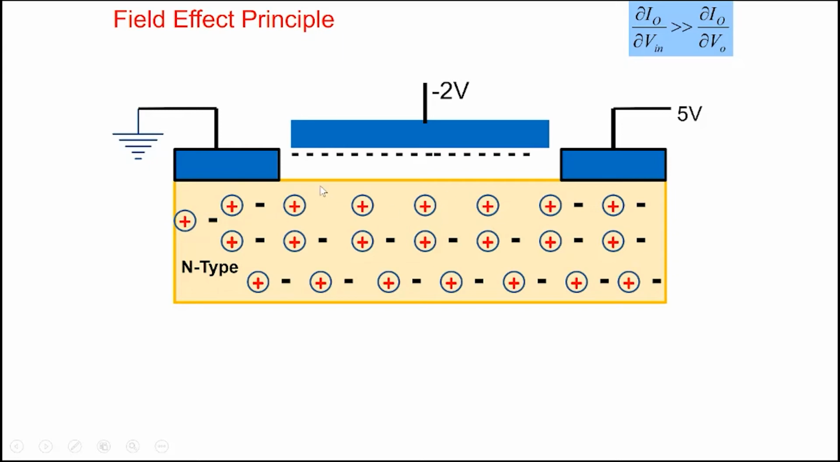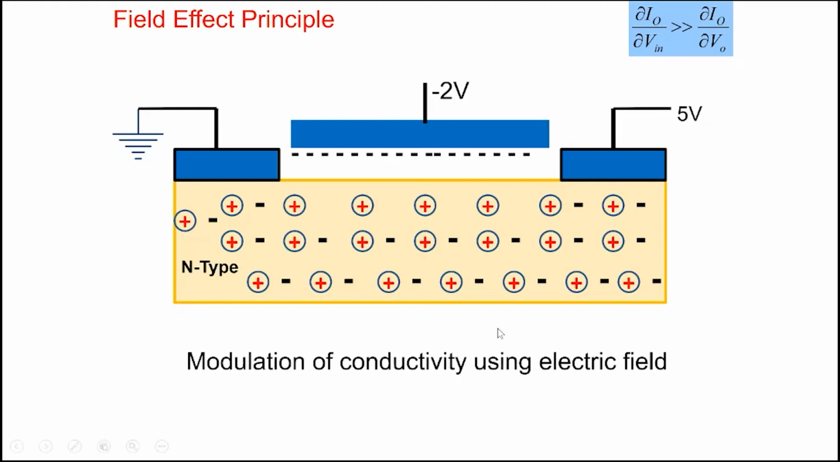And so what you've done is you've removed electrons from this particular region here. The electrons will be first removed from close to the surface, and then electrons from deeper into the semiconductor will be removed gradually as you increase the voltage here. Because you have reduced the number of electrons, the current which was flowing earlier would reduce because you have fewer electrons in the system. And therefore, what we are talking about is modulation of conductivity using electric field.